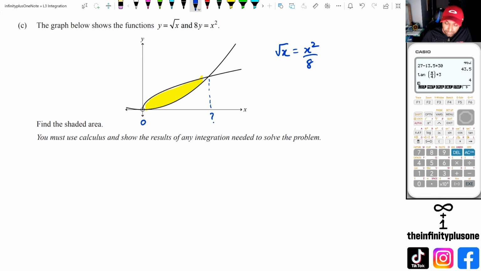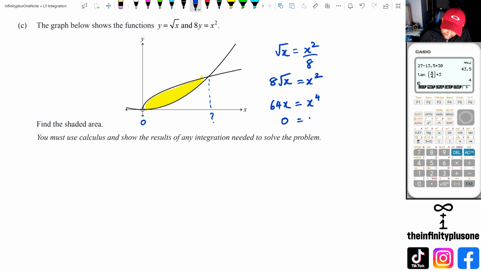Now, you can actually just solve it, or you can just put it in the calculator. You can put 2 graphs in the calculator and work it out. So I'm going to do it this way here. So I'm going to go 8 times root x is equal to x squared. And then what I can do is square both sides, which means I'm going to get 64x is equal to x to the power of 4.